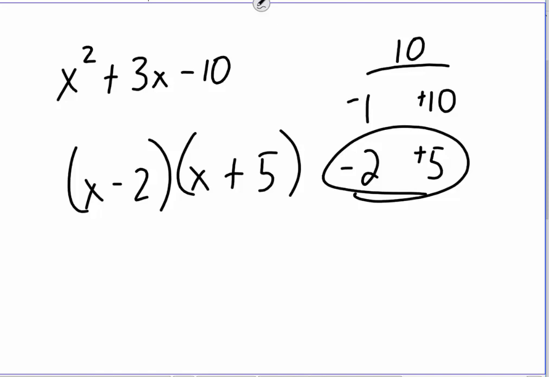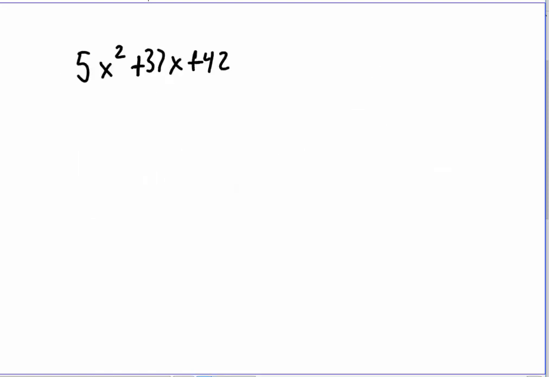So this is the basics to factoring all the regular quadratics when the coefficient in front of the x squared, in other words, the number in front of the x squared, is a 1. But what about when the number is not a 1, like this one here?